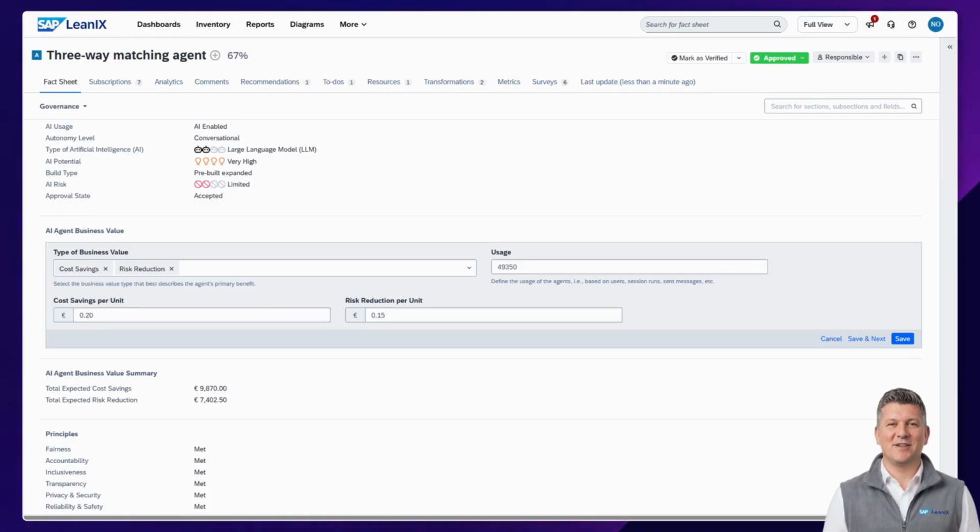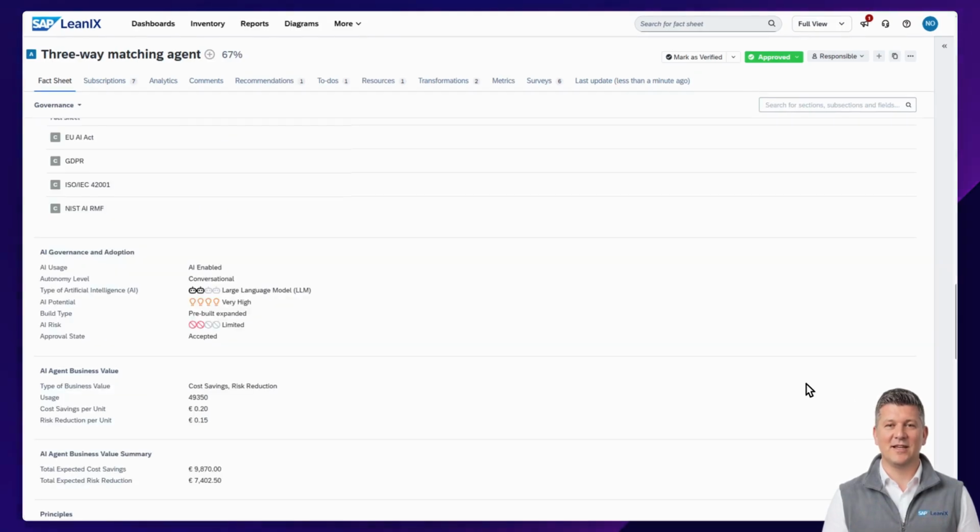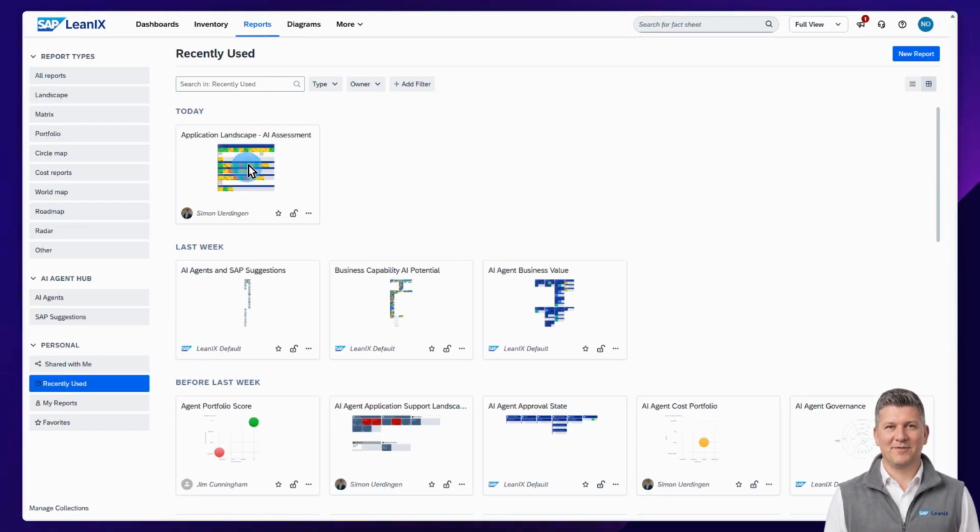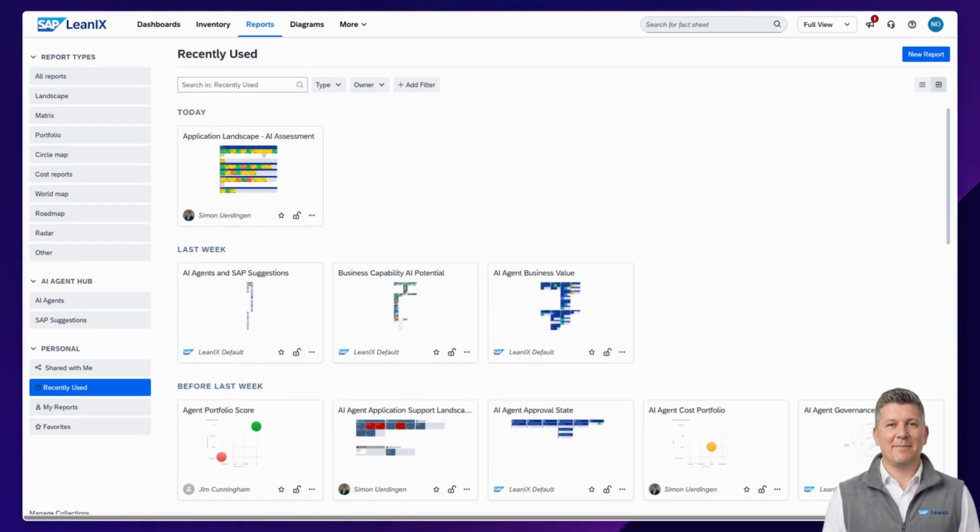In the AI Agent Business Value section, Enterprise Architect Liam breaks this down into 3 key dimensions: cost savings, revenue uplift, and risk reduction. Each of these can be quantified in financial terms and is directly linked to actual agent usage, such as token consumption over a defined period, whether monthly or cumulatively, depending on the organization's reporting preference. This creates a dynamic value model where business impact is continuously recalculated in real time as usage evolves or cost assumptions change.